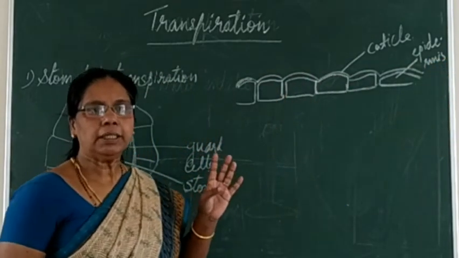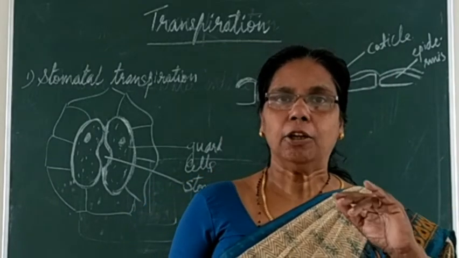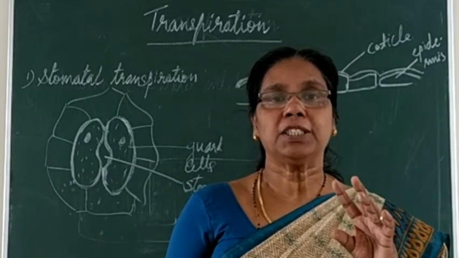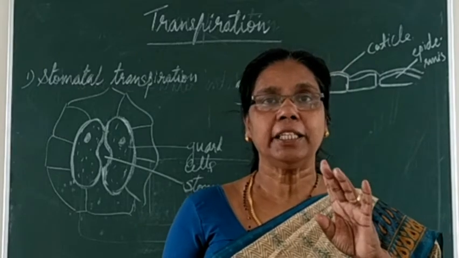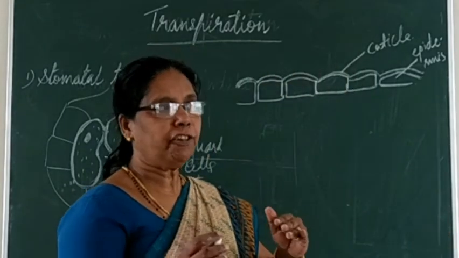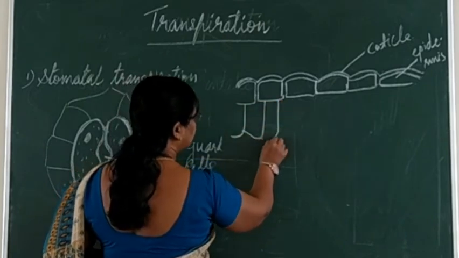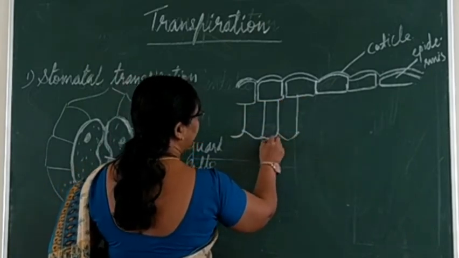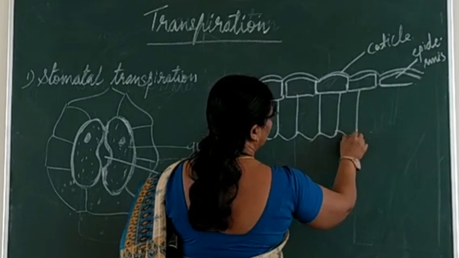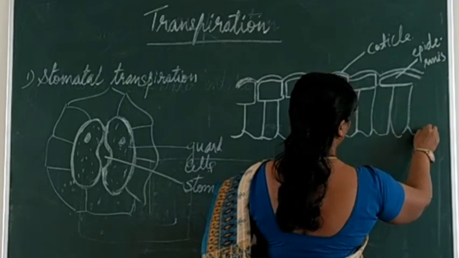Below this you can see the mesophyll tissues arranged. What type of tissue? Mesophyll. In the mesophyll, two types are there: one is called palisade mesophyll and the other is called spongy mesophyll. On the first layer you can see what? Palisade mesophyll, somewhat elongated cells like this, closely arranged. So these cells are closely arranged.